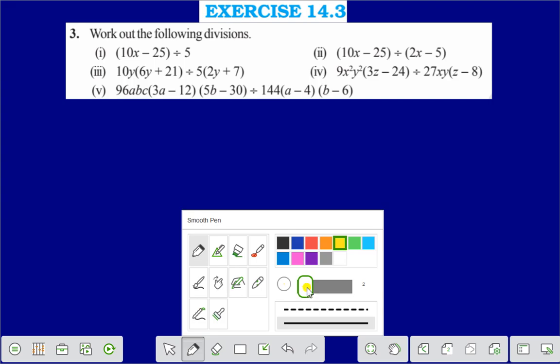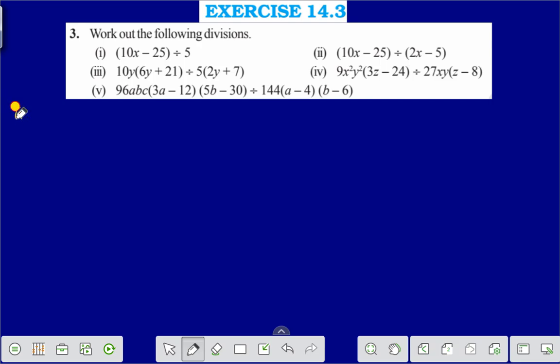Here you see question number 1 is 10x minus 25 divided by 5. We can write it this way: 10x minus 25 divided by 5.